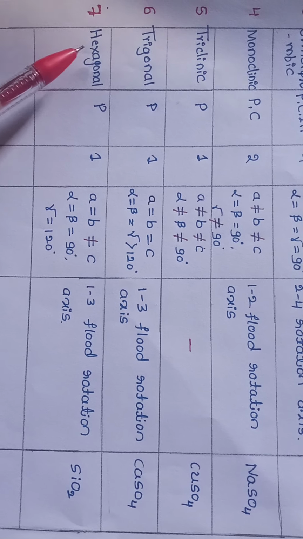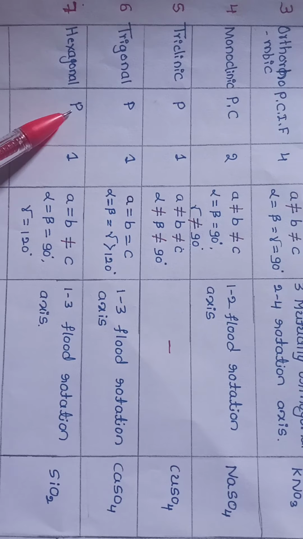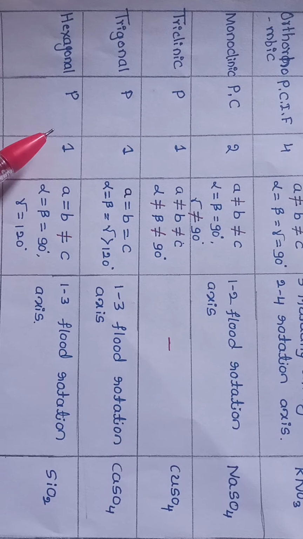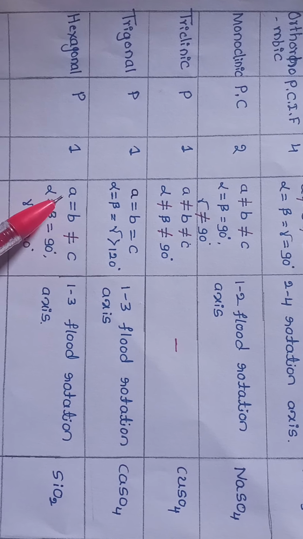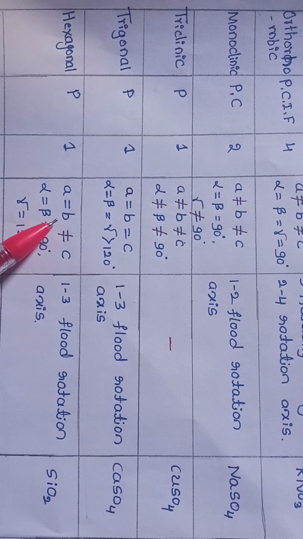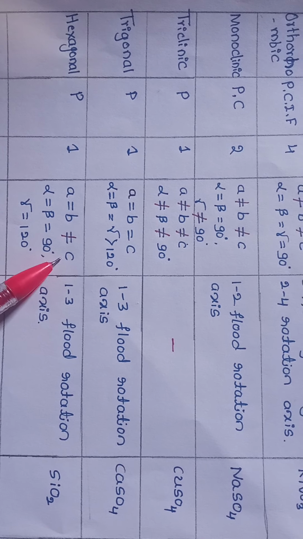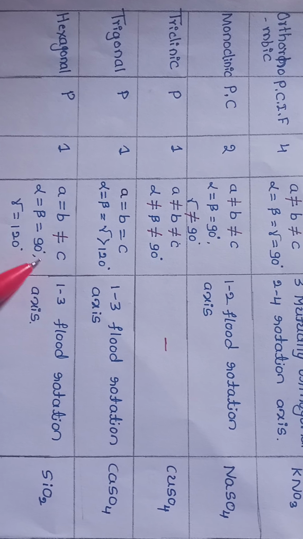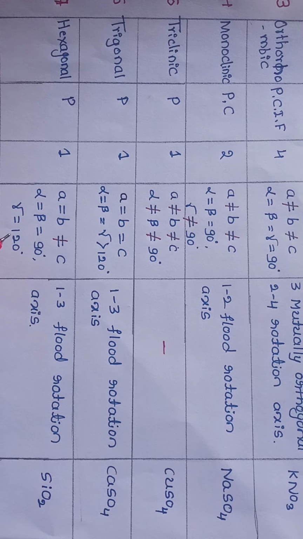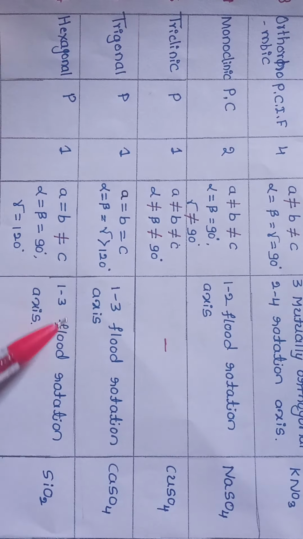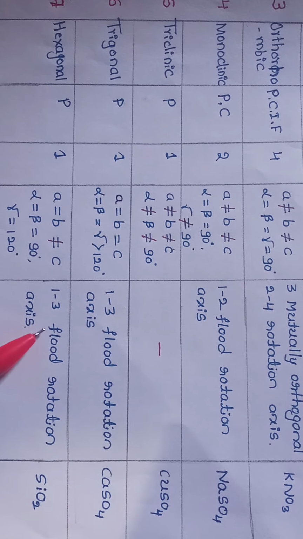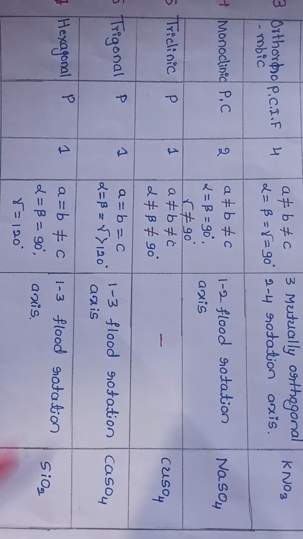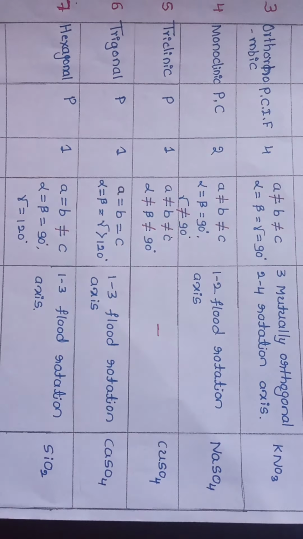Next, the last one is the hexagonal. Okay, if the system is hexagonal, then you have to use the symbol P among the 14 Bravais lattices. Therefore the number of lattices is 1. What are the unit cell characteristics? Here axis length A equals B but is not equal to C. Therefore the two angles alpha and beta are 90 degrees but gamma is equal to 120 degrees. What is the characteristic symmetry element? 1 six-fold rotation axis. The example for the hexagonal is SiO2.